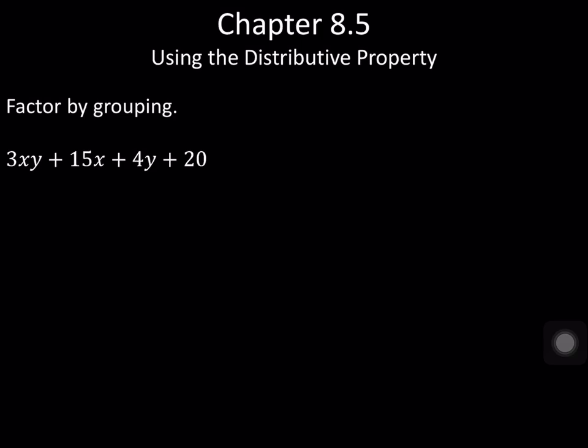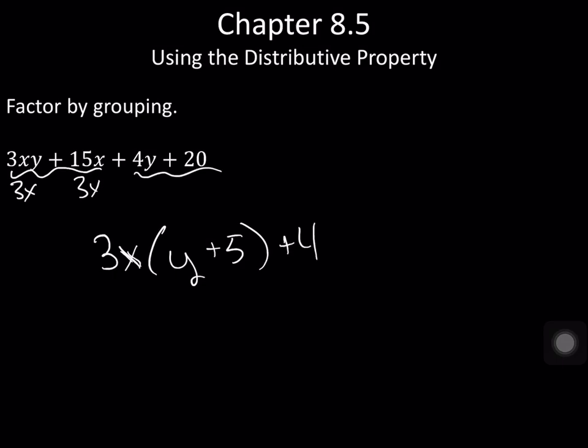Okay. So there's a 3x in common right here. And when the 3x comes out, y is left over. And when 3x comes out, plus 5 is left over. And between these two terms, there's a plus 4 in common. And when 4 goes away, there's a y and a plus 5.